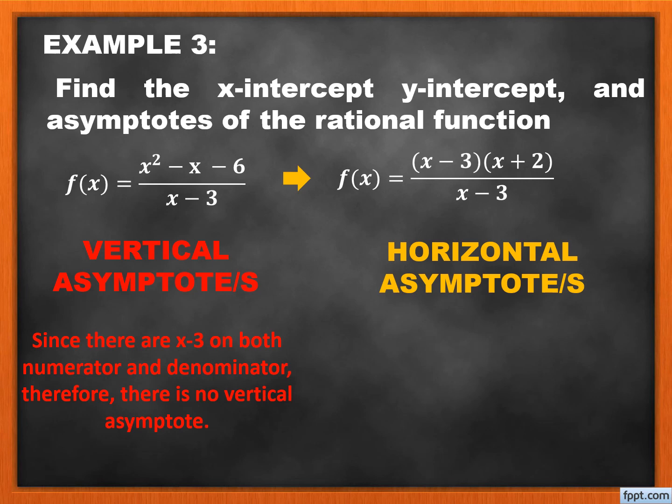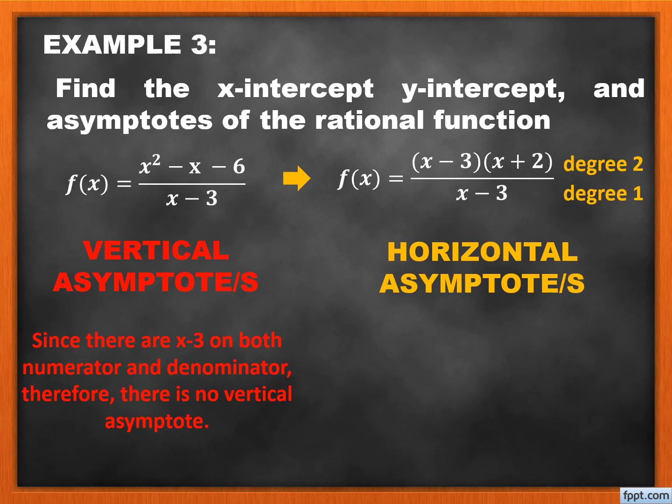For the last one, the horizontal asymptote, we're going to compare the degree of the numerator and the denominator. Numerator is at degree 2. Or pwede yung tignan dun sa x squared minus x minus 6. Highest exponent is 2. Degree of the denominator is only 1. Now, compare. Numerator, degree 2. Denominator, degree 1. So, unlike example 1 na equals sila, sa example 2, mas mababa yung sa numerator and denominator. Dito naman, mas mataas yung degree ng numerator compared sa denominator.